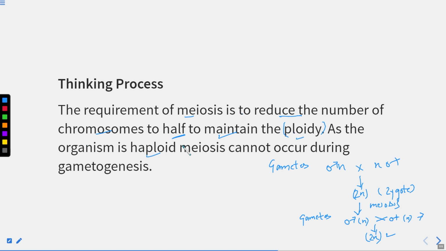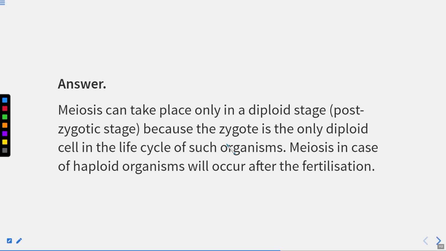As the organism is haploid, meiosis cannot occur during gametogenesis. Now let's have a look at the answer. Meiosis can take place only in the diploid stage, because meiosis reduces the number of chromosomes to half. And the diploid stage means the post-zygotic stage.